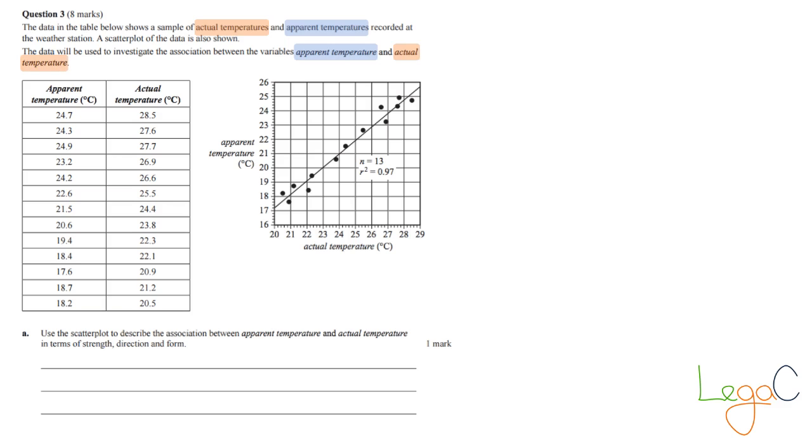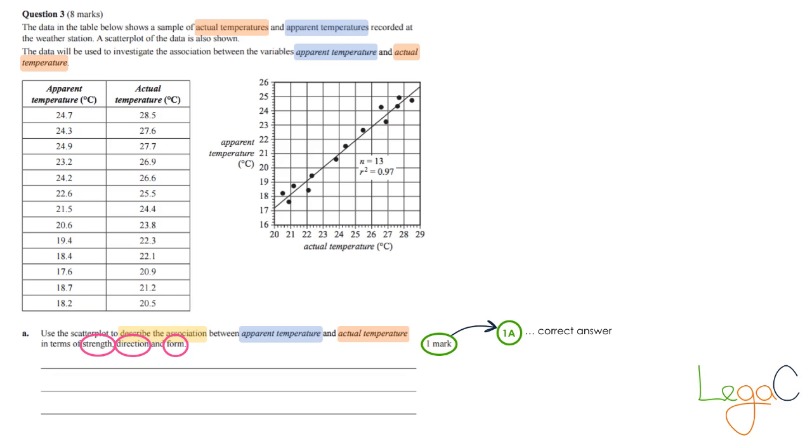In part A of this question, we are asked to use the scatter plot to describe the association between the apparent temperature and actual temperature in terms of strength, direction, and form. This question is worth 1 mark, which is going to be an answer mark for the correct answer.